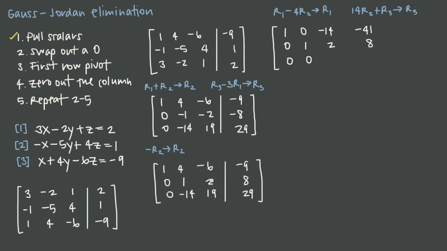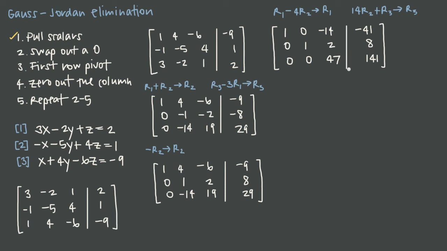14 times 2 is 28. 28 plus 19 is 47, so we get a 47 there. And then 14 times 8 plus 29, 14 times 8 is 112. 112 plus 29 is 141. So we get 141 there.